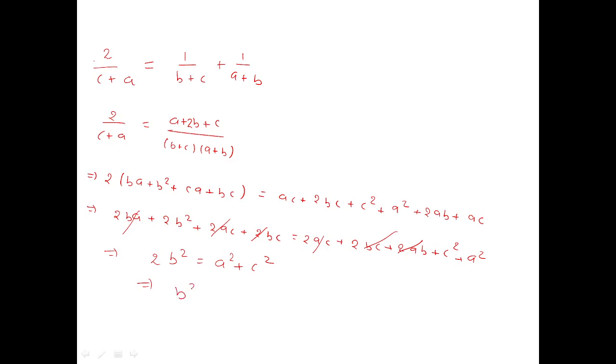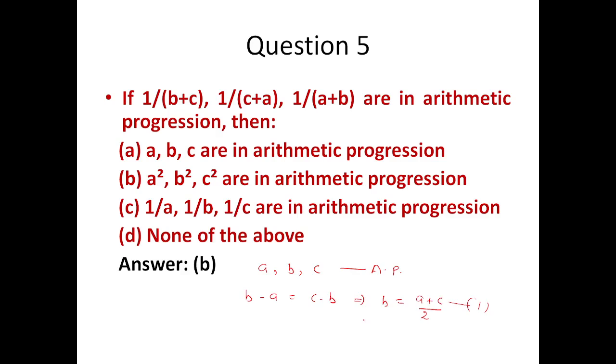This implies b square minus a square is equal to c square minus b square, which is the condition of arithmetic progression. This implies a square, b square, c square are in AP. So correct option should be this. Correct option is B.